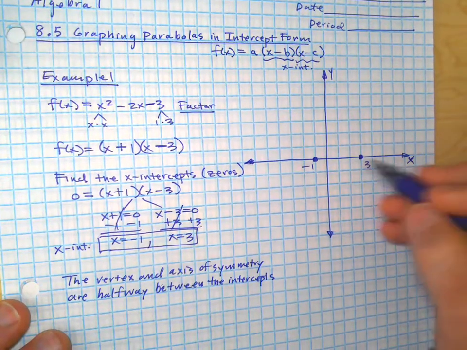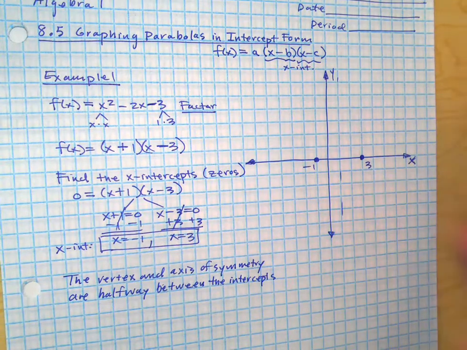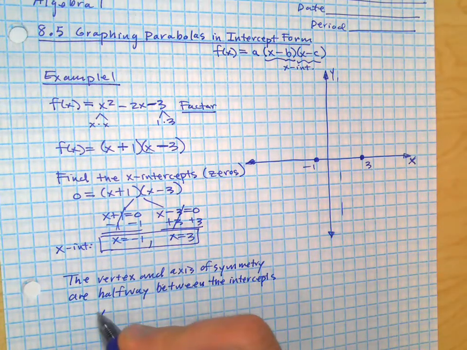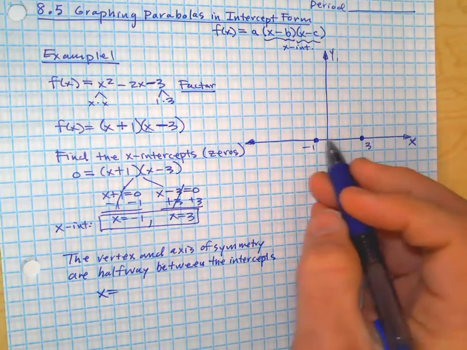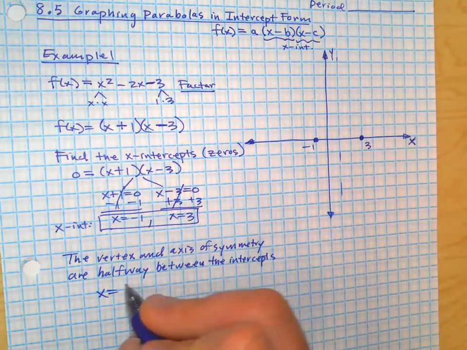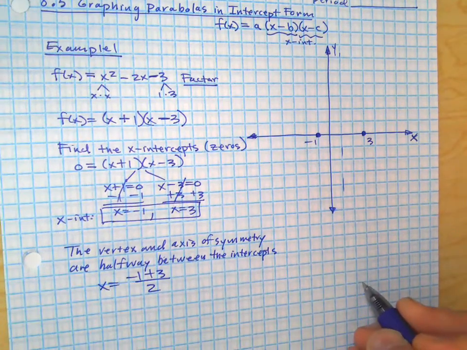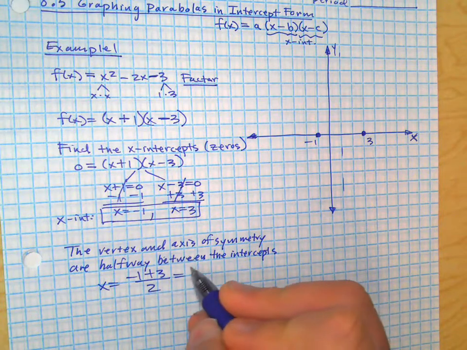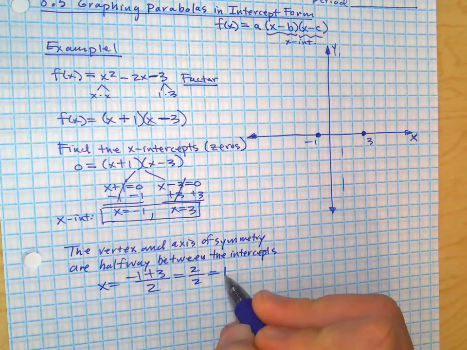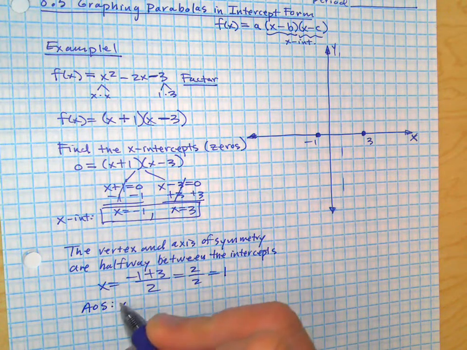I mean, you could see it right here. You could probably count like, oh, it's going to be right here. But the way to do it, if you don't have a picture, is say, okay, well, it's exactly halfway between. So what we do to find a number halfway between 2 numbers is you add them up and you divide by 2. Same thing as finding the average of 2 things. So -1 plus 3 is 2, divided by 2 is 1. So your axis of symmetry, AOS, is x equals 1.